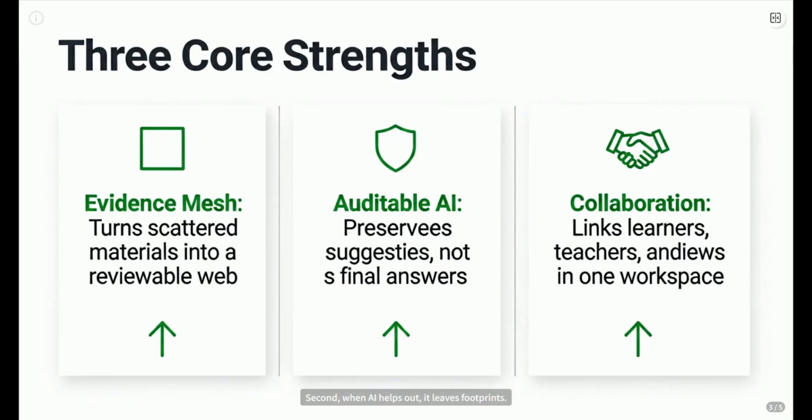Second, when AI helps out, it leaves footprints. Those suggestions, drafts, or risk alerts, they stay visible as assistive traces, not hidden answers. You can compare versions, see why you changed something, keeping the human loop tight.